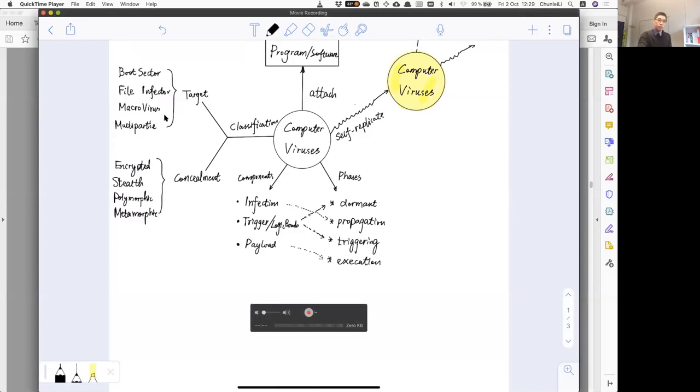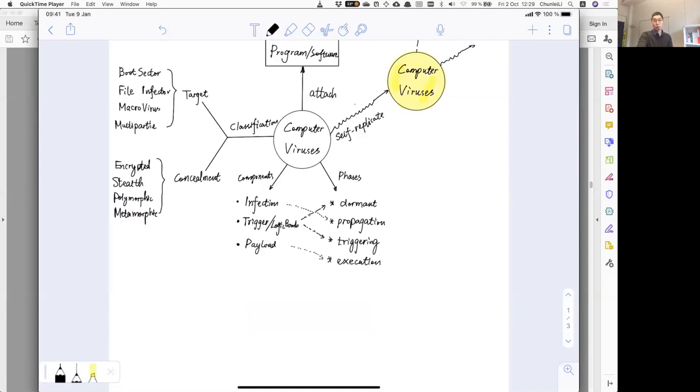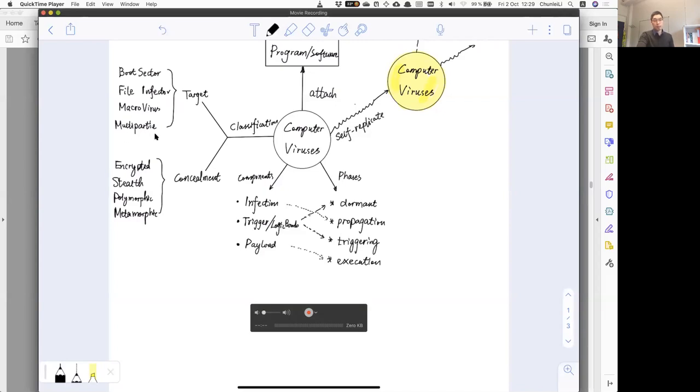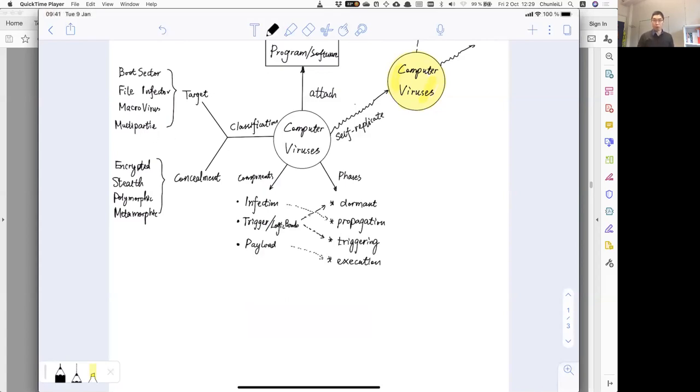Okay, and then we mentioned this macro virus, or scripting virus, which is attached to some documents instead of programs. And there is another type of virus called multipartite. So it can attach to different programs, some booting files, and documents, maybe even some MP3 or MP4 files or pictures.